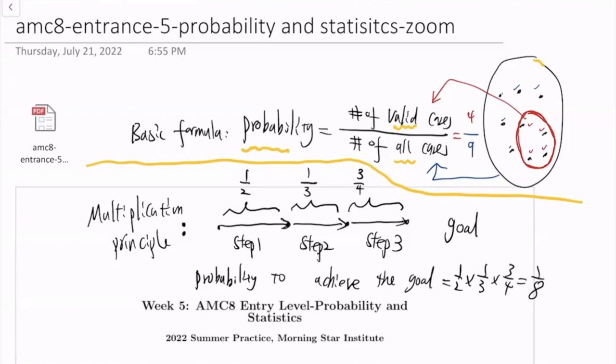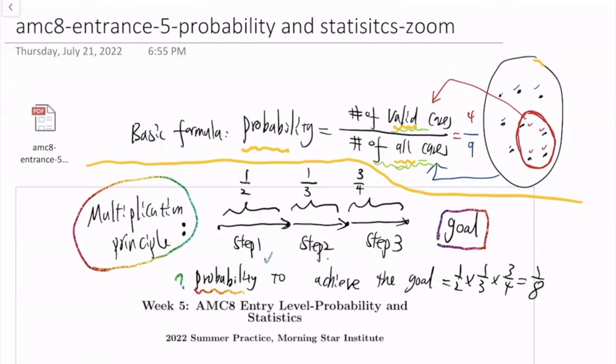So in this sense, the computation of probability in many situations is reduced to the counting problem, because essentially we just need to calculate the number of all cases and the number of valid cases. Now, like the counting problem, we also have the multiplication principle for probability. It says this: suppose we want to achieve a certain goal and find the probability of achieving this goal, and let's say we can separate this goal into several steps.